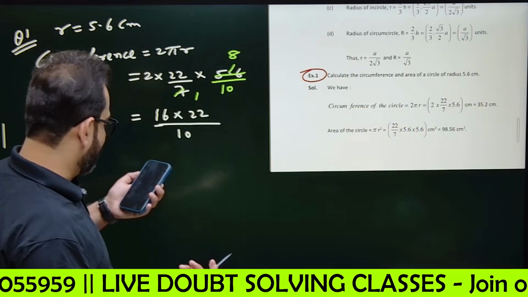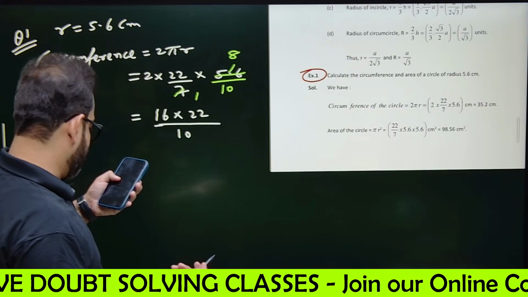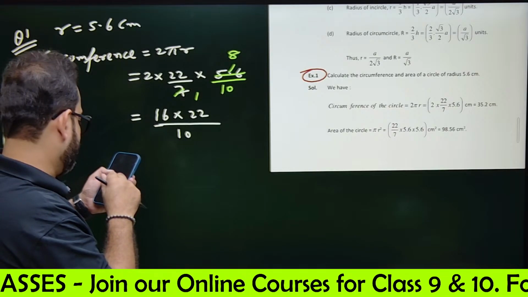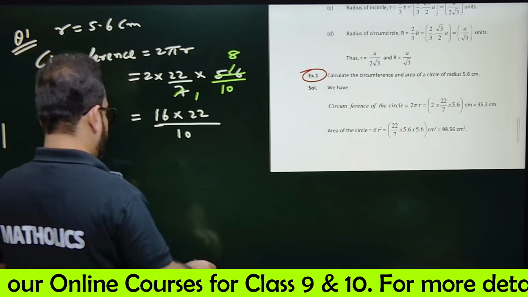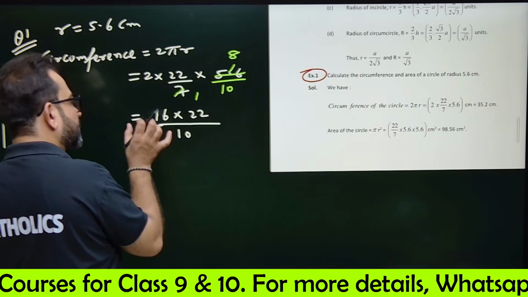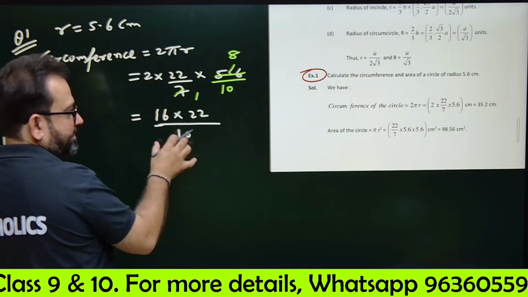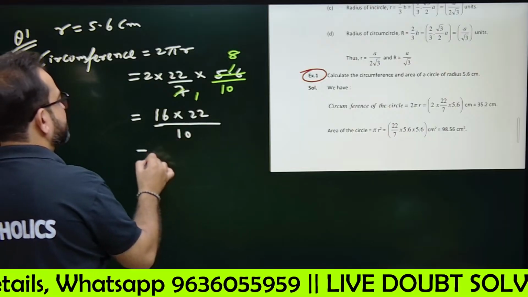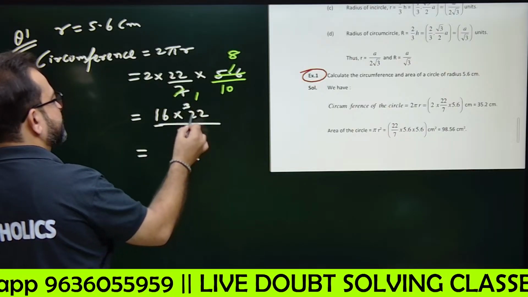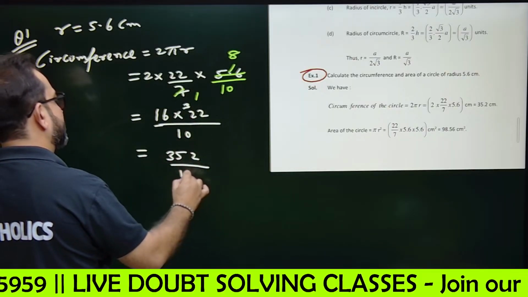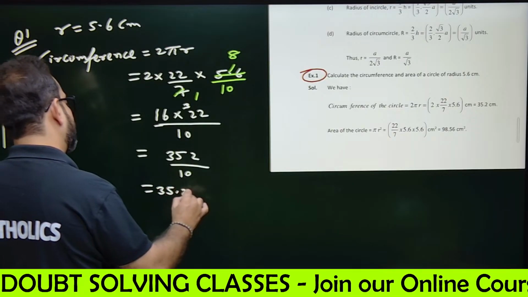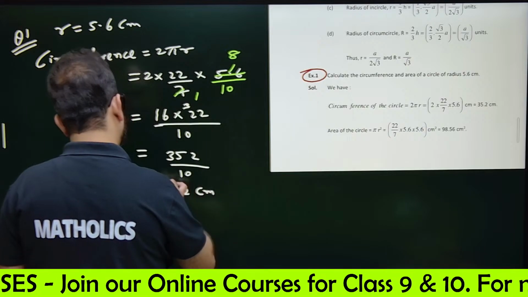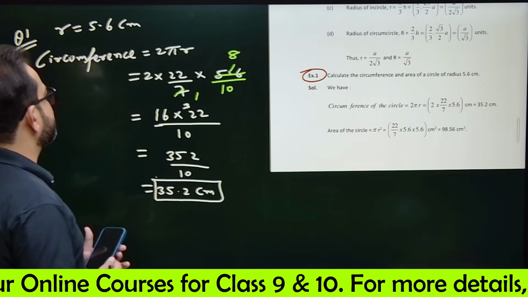Okay, this is the basics, sir. So just put the 10 in the denominator as it is, because we'll make a decimal, that's it. 16 into 22 means 16 twos are 32, 352 by 10. That means simply 35.2 centimeters. If it is circumference, it will be in centimeter. Is it clear? 35.2 centimeter.